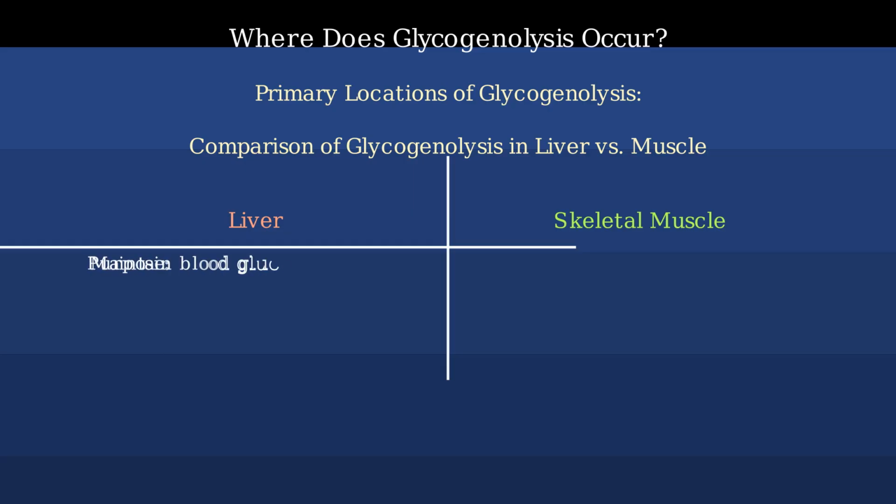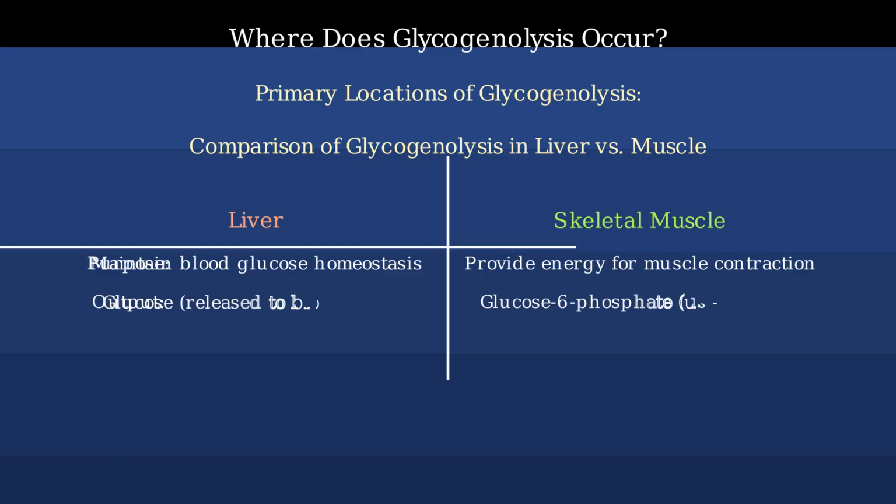The liver breaks down glycogen primarily to maintain blood glucose levels, releasing free glucose into the bloodstream. Muscle cells, in contrast, use glycogenolysis to provide energy locally for muscle contraction, without contributing to blood glucose levels. The liver produces glucose that can leave the cell and enter the bloodstream, while muscles produce glucose 6-phosphate that must be used within the muscle cell.